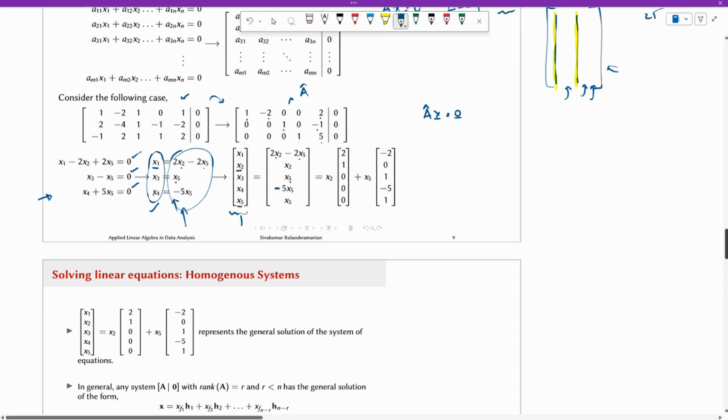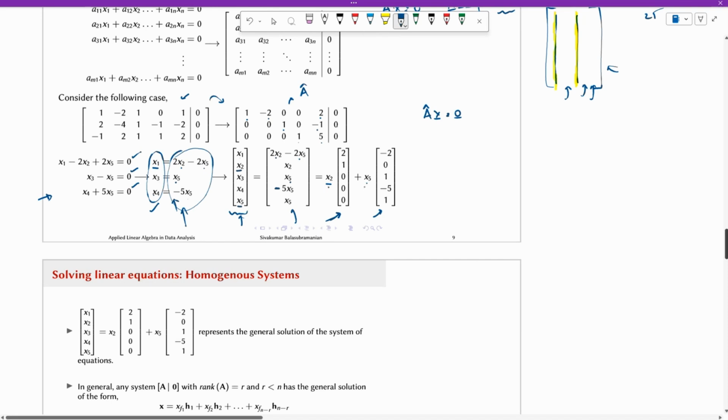That means I can write, if you look at this, right, this can be written as a linear combination of two columns scaled by x2 and x5. Okay? This column can be written like this. You can verify this later. So what this means is your homogeneous solution now can be written as a linear combination of two columns. Okay, x2 times this column, x5 times this column.